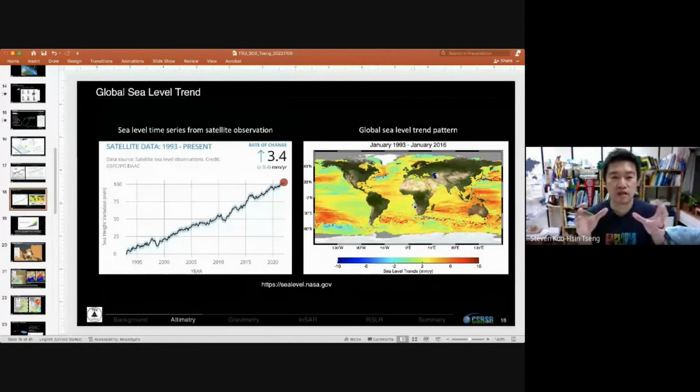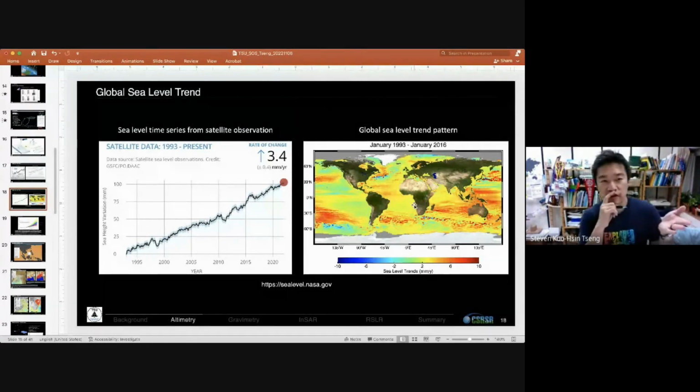So basically, after applying the waveform retracking, we can get the mean sea surface, and we can also get the indicator called the significant wave height. Because as I said, radar waveform can analyze the sea surface roughness. So by using the sea surface roughness, we can derive what is the significant wave height.